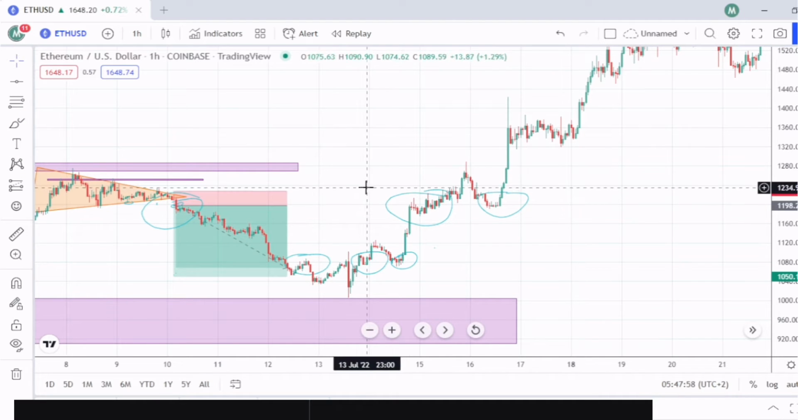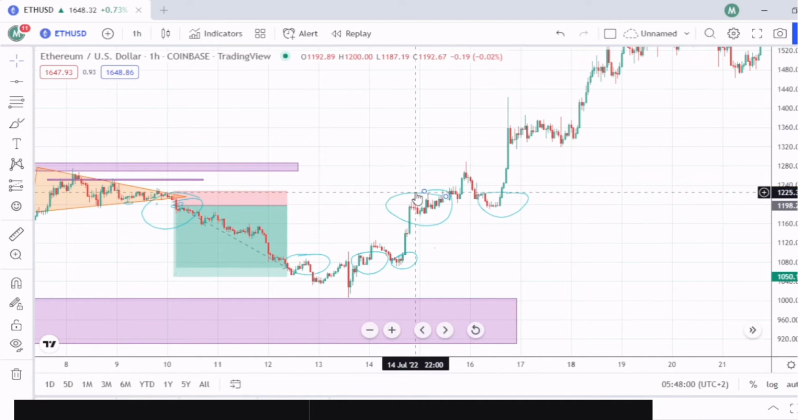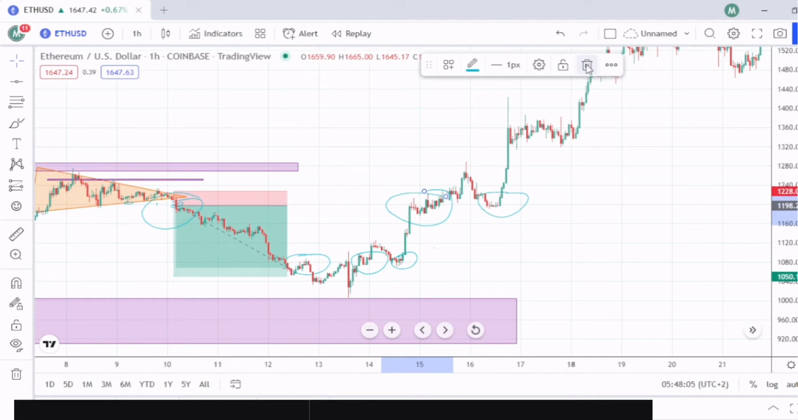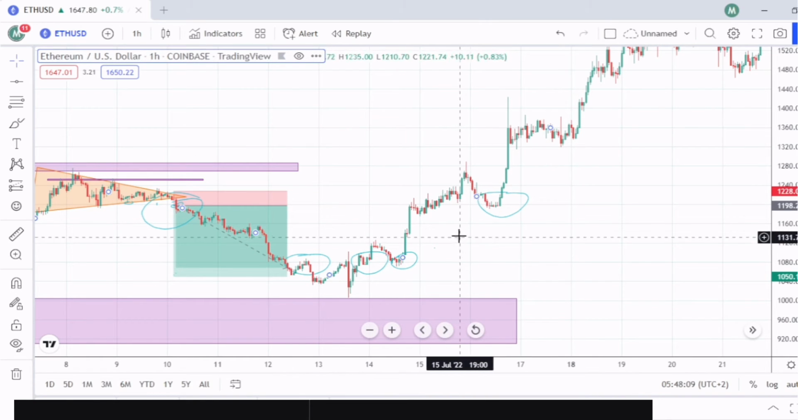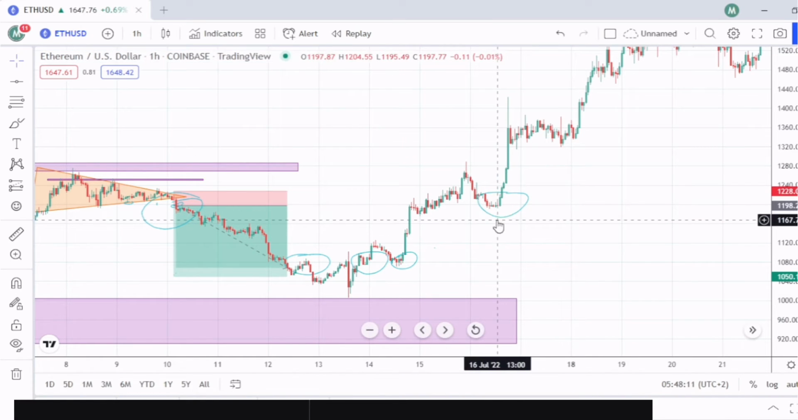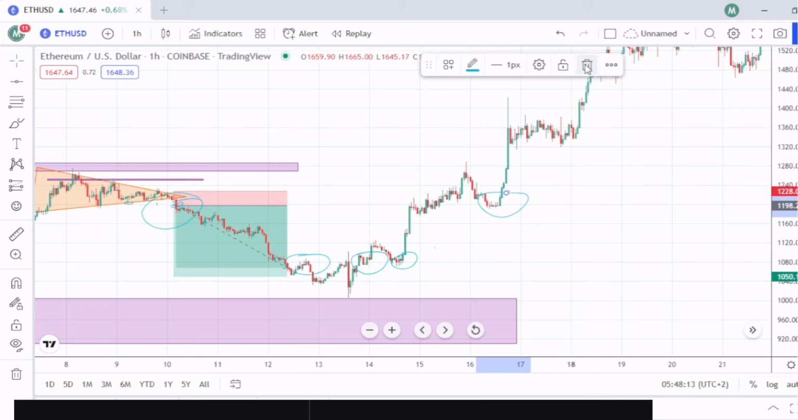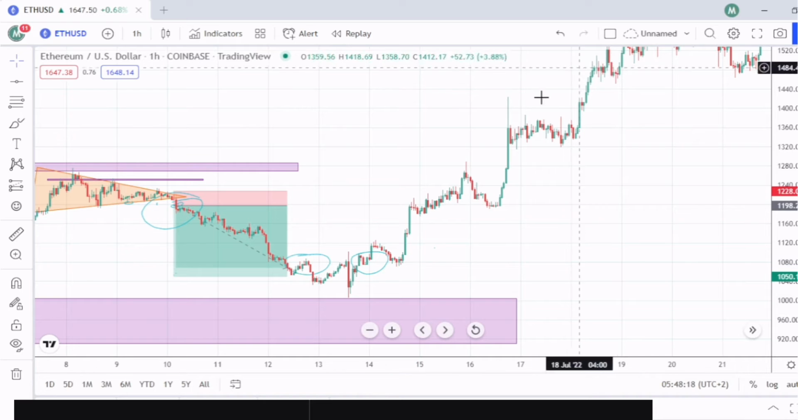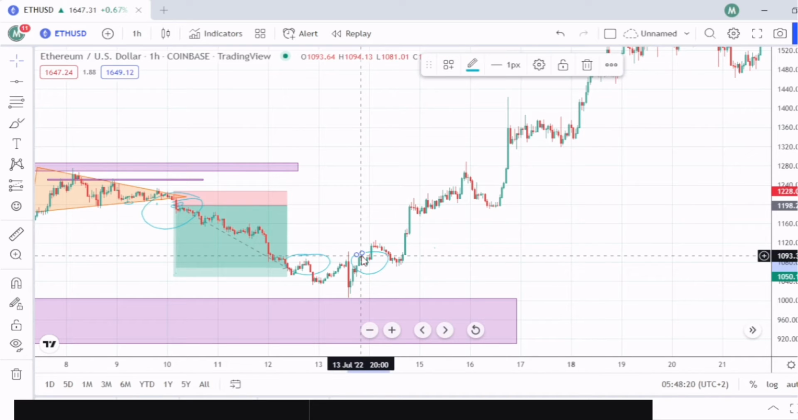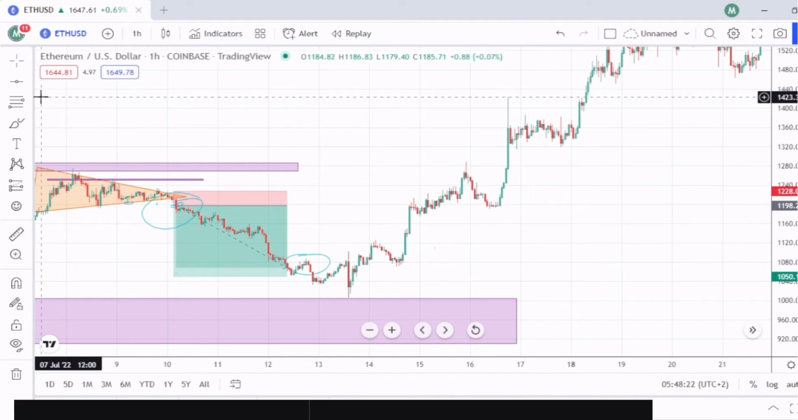In this case, let me just clean up the chart real quick so that we can plot the higher highs and the higher lows, because these are the ones that are supposed to be present in a trending market for us to be able to identify that the market is trending.